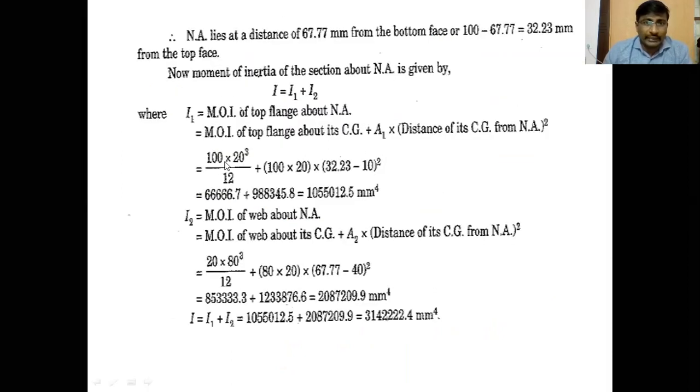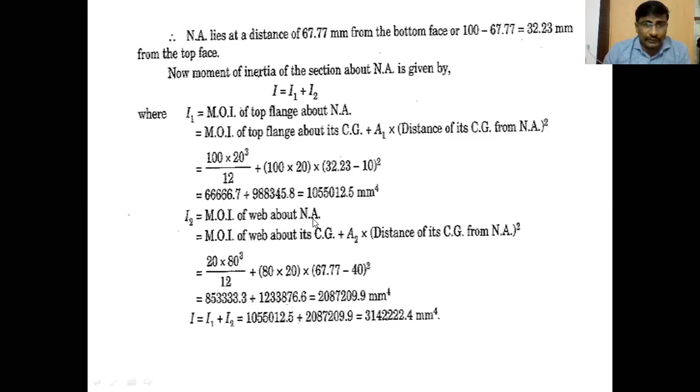So I1 is 100 into 20 cube by 12. This is the moment of inertia about its own CG plus area A1, 100 into 20, into (32.23 minus 10) whole square. So after getting the I1 value, 10555012.5 millimeter power 4, similarly we can find the moment of inertia of second area, that is web portion, about the neutral axis.